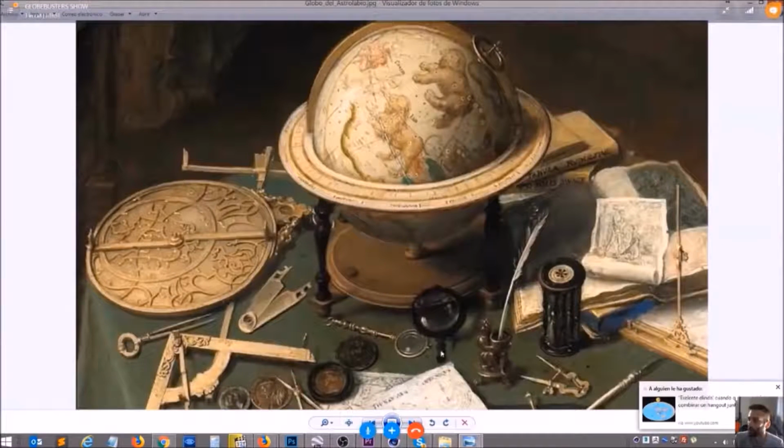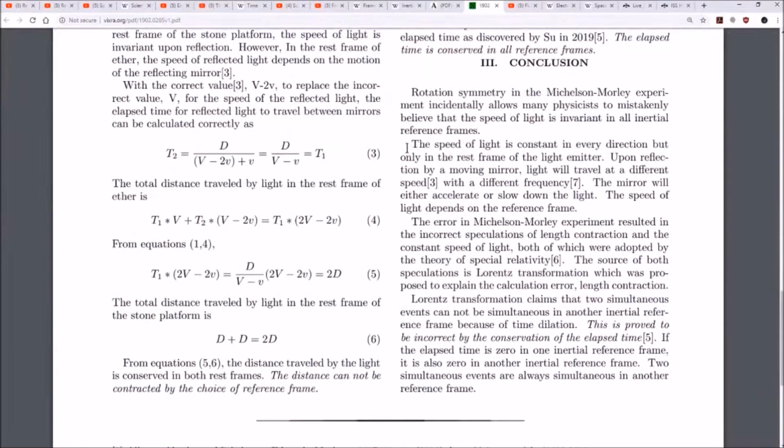Exactly. Bada bing. So I'm going to read this really quick. Rotation symmetry in the Michelson-Morley experiment incidentally allows many physicists to mistakenly believe that the speed of light is invariant in all inertial reference frames. Well, we just covered that. We know that's nonsense. The speed of light is absolutely variant, right? But they want you to believe that it's invariant.